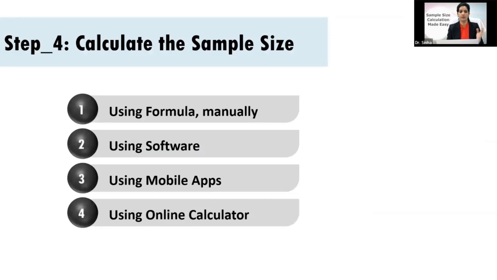Again, these are the most commonly set parameters. So now, the calculation of the sample size. For the calculation of the sample size, we can use the formula, but we don't use this formula anyway. You can use software. There is EpiInfo, there is SPSS, and R software to calculate the sample size. You can use mobile apps also. There are many mobile apps available. And then you can use an online calculator also. We will show you with this online calculator.